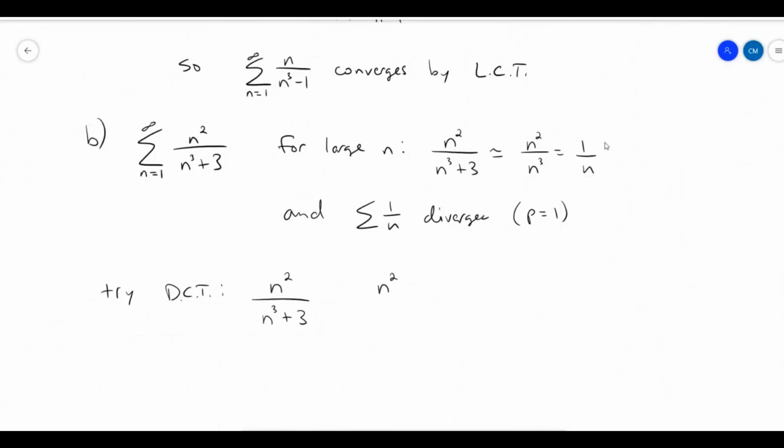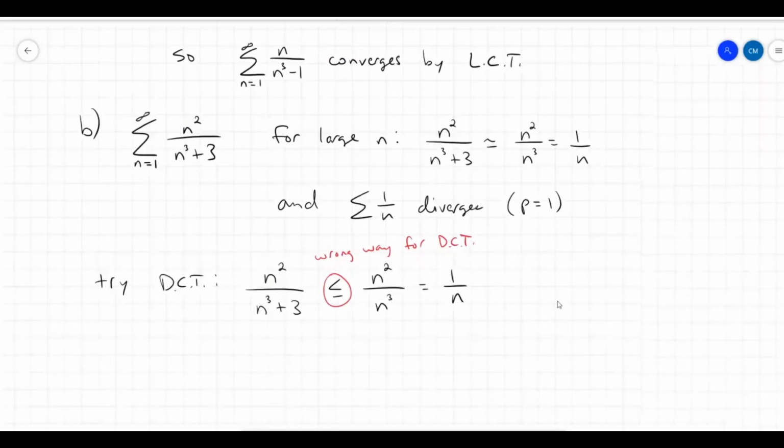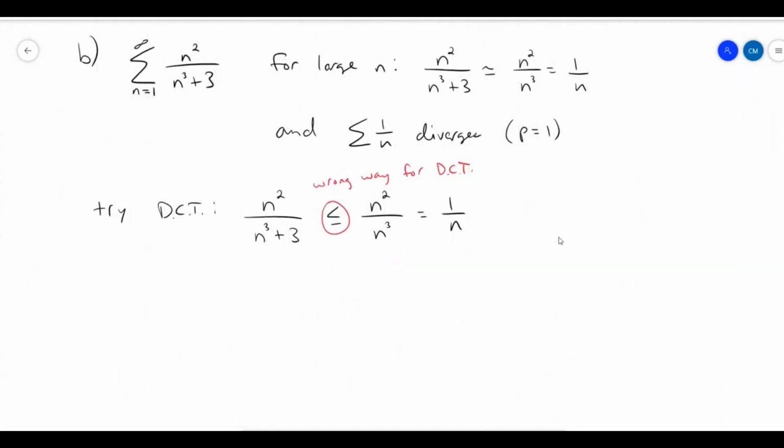And remember, with direct comparison, leave it in its unsimplified form, and then just decide which way this inequality has to be pointing. Well, again, the only difference between these two is that this has a +3 and the other one doesn't, right? But adding stuff to the denominator, what effect does that have overall on the fraction? It makes it less than, right? But what we've just shown is that we are now less than a divergent series, but in order to use direct comparison, we would want that inequality to be pointing the other direction to make some kind of conclusion. Okay, so what does that mean?